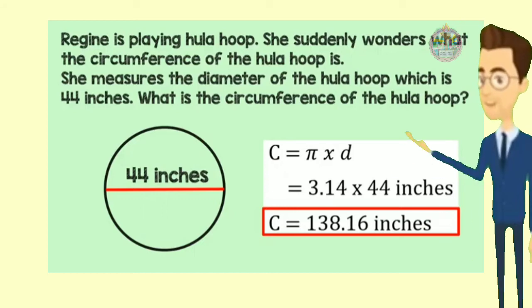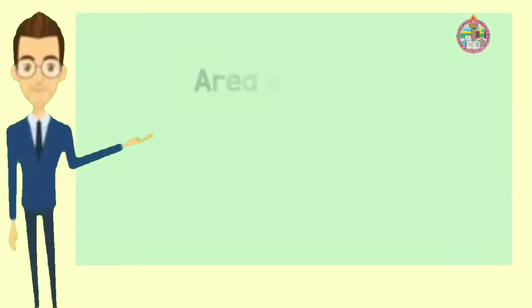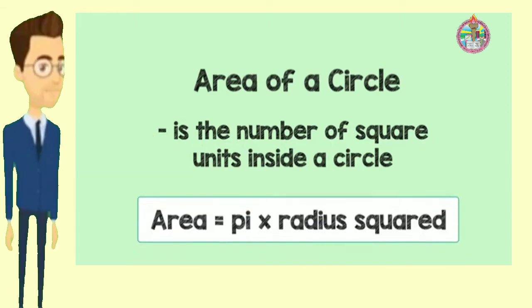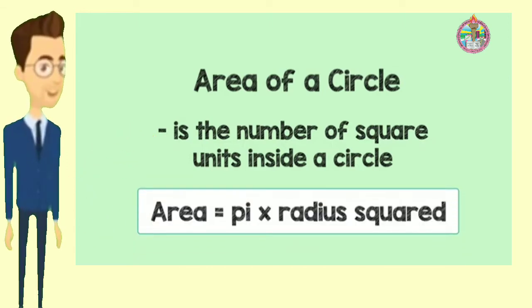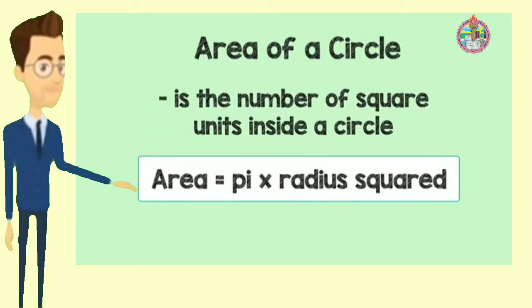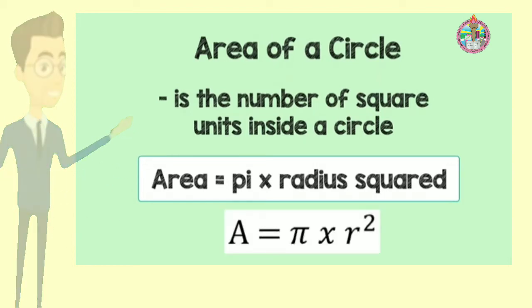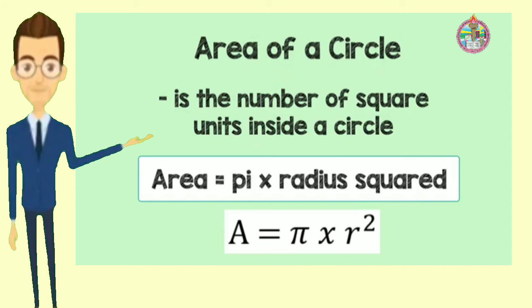Now you already know how to compute the circumference of the circle. Let us now solve the area of the circle. Okay, area of a circle is the number of square units inside a circle. Based on the definition, we can now conclude that the formula in finding the area of the circle is just pi times radius squared. Again, let's use abbreviation in writing the formula. Let's use A for the area and R for the radius. So the equation will look like this.